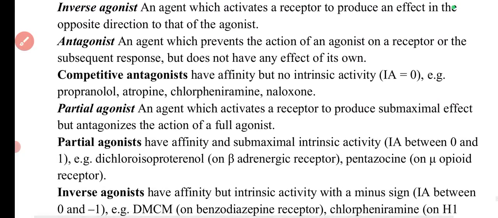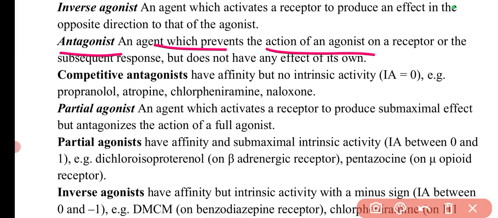Then moving to the next definition, that is the antagonist. So these are the agents which prevent the action. Means if you can see, inverse agonist and antagonist, these are basically not helping the agonist. These are producing opposite effect. But inverse agonist has its own effect, means it is producing some opposite effect. But antagonist will not produce any opposite effect. It basically prevents the action of agonist by binding on the receptor site and not letting the agonist bind to that particular receptor site, and preventing its action.